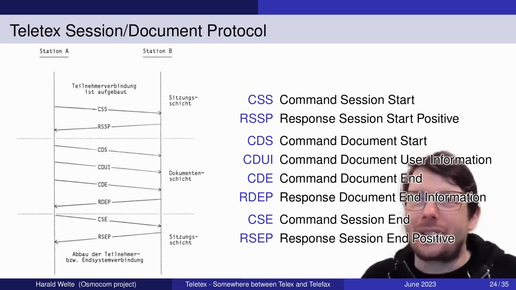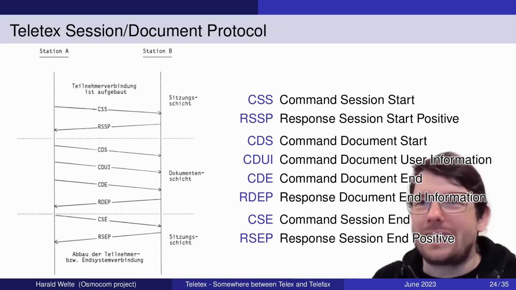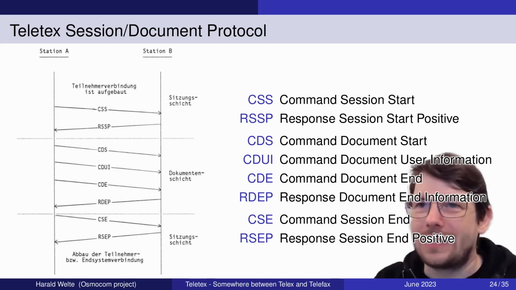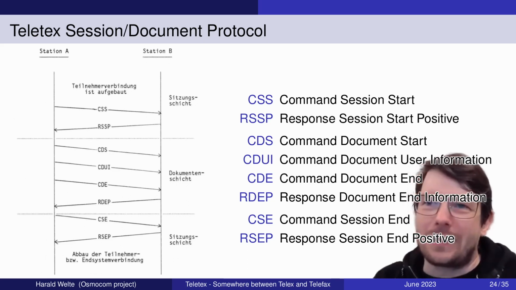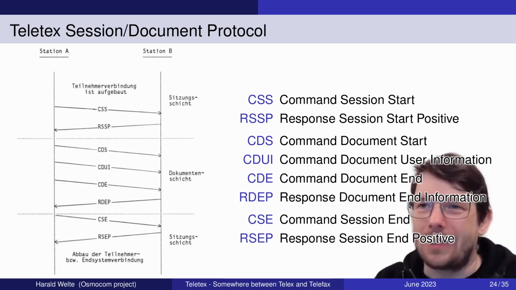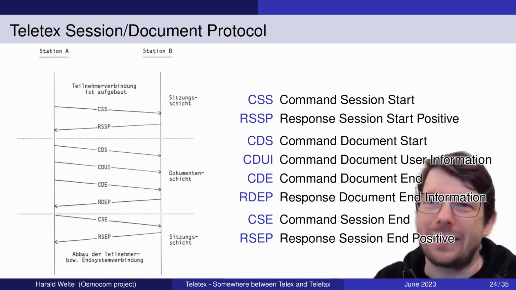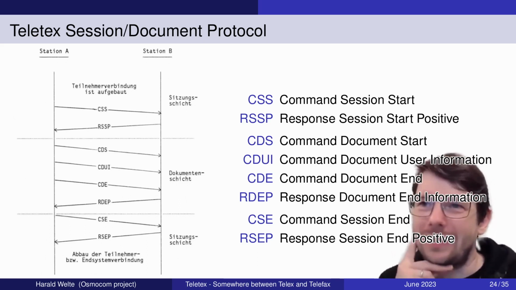So let's look at how this looks in a diagram. This is a ladder diagram from some secondary literature textbook about Teletex. We established the circuit switched packet data network call, and then we have the session layer and the transport layer, and in the transport layer we have these two messages, CSS and RSSP, that establish a session on the session layer. I again put the expanded acronyms over here.